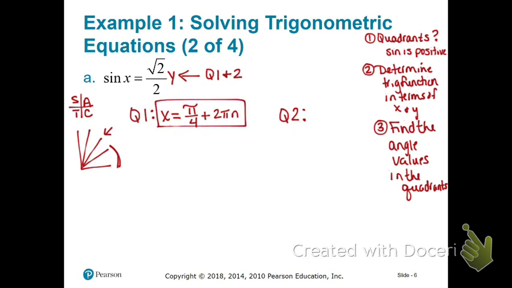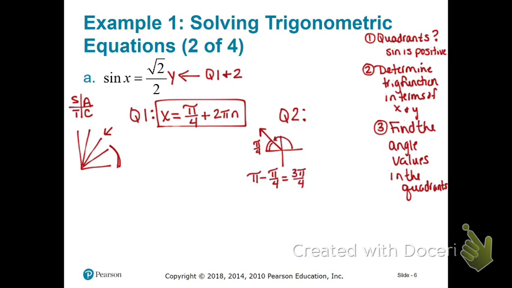And now in quadrant 2, well, you already told me the quadrant 1 angle was pi over 4, which remember is your reference angle, isn't it? So over here in quadrant 2, I have this angle that I'm after, but I know its reference angle is pi over 4. So I can take pi minus pi over 4, and what do we get? 3 pi over 4. Very good.